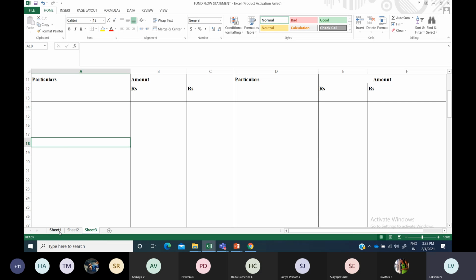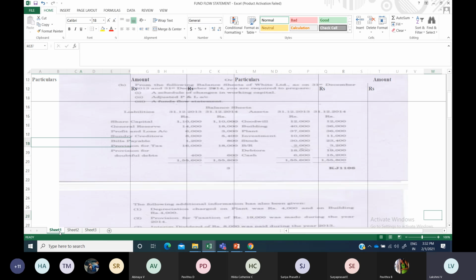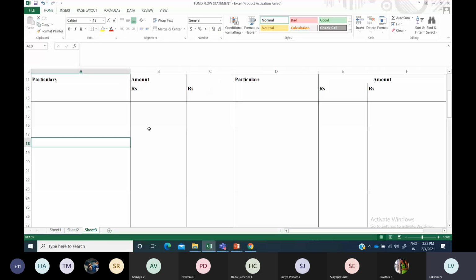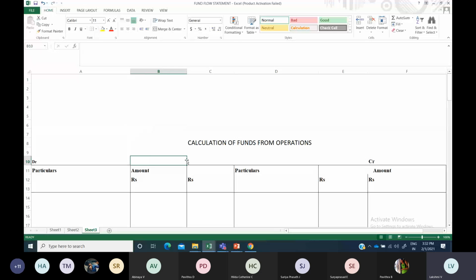So we can go to the question now. For the adjusted P&L account, in the heading also you have to mention profit and loss adjustment account or adjusted P&L account. So the heading is calculation of funds from operation, but you have to mention adjusted profit and loss account.